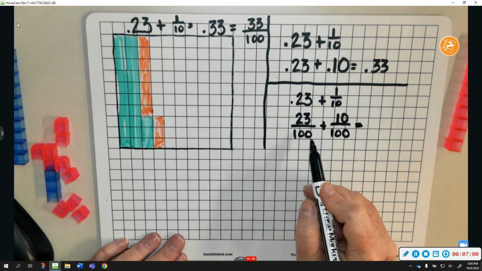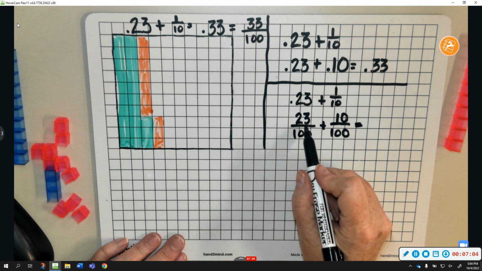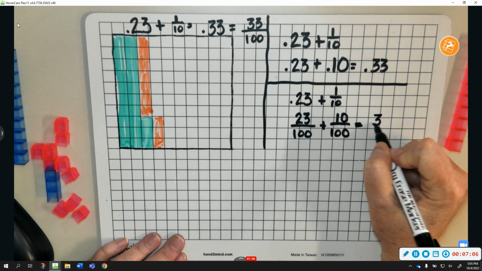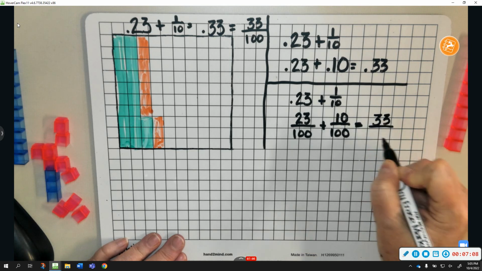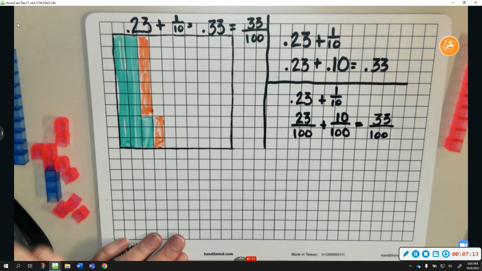And if they have like denominators, all I have to do is add my numerators, and 23 plus 10 is 33 hundredths. And that is our lesson today.